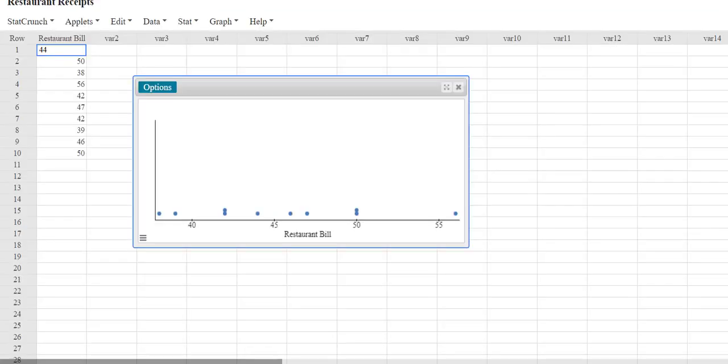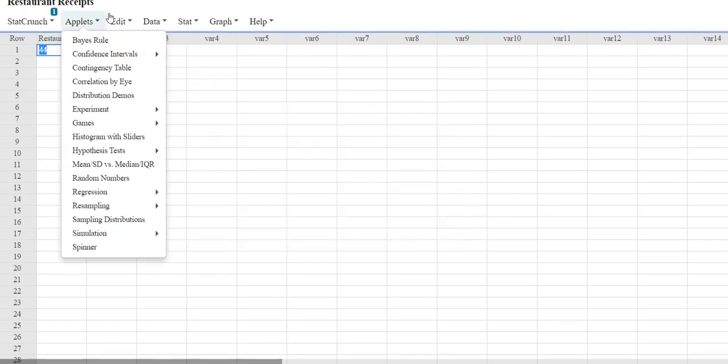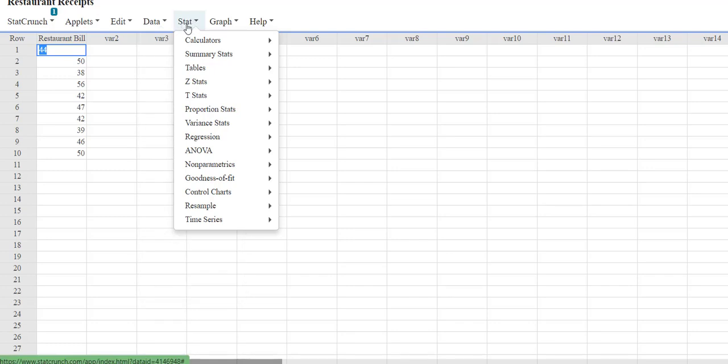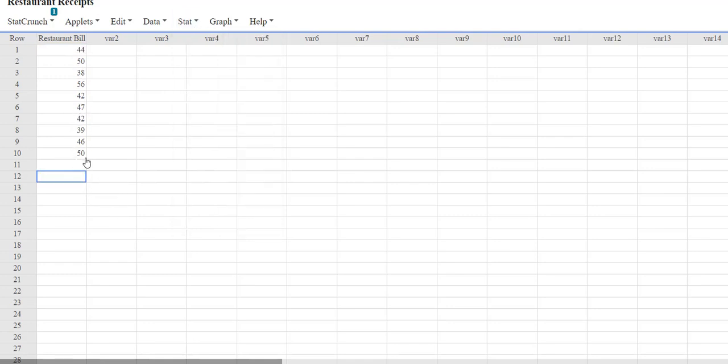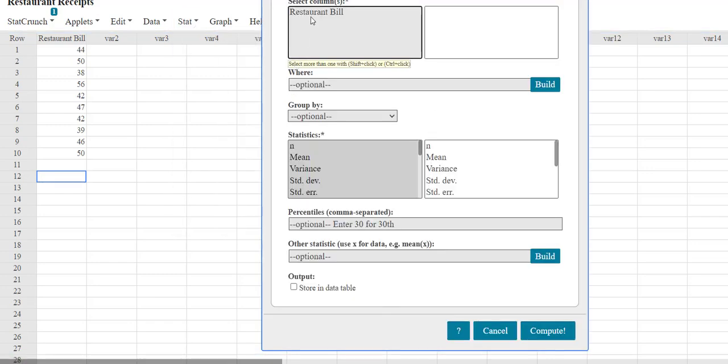So let's go to StatCrunch. When you go back to StatCrunch, you'll still have your dot plot. That's okay, let's just close it out. And now let's remember our steps. We're going to go to Stat. Make sure you're still in the restaurant receipts data, just the one column with 10 restaurant bills. So let's go to Stat, Summary Stats, Columns, and select restaurant bill.